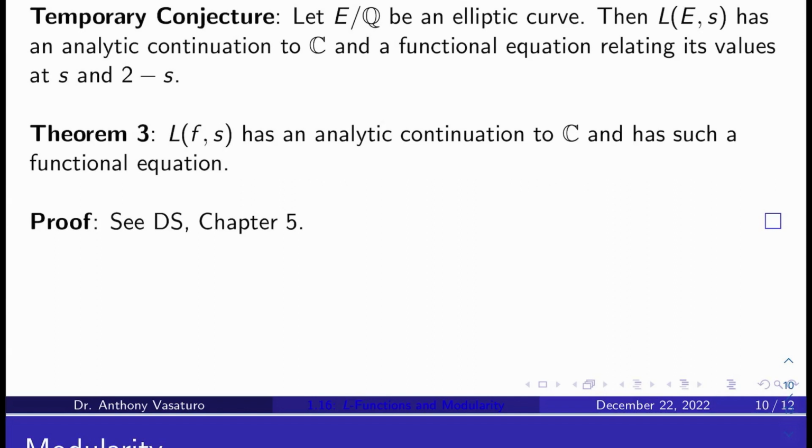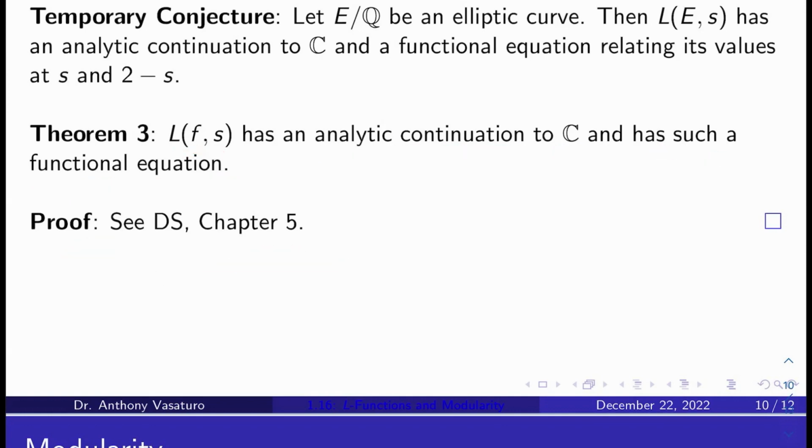Okay, so temporary conjecture: let E over Q be an elliptic curve. Then the L-function of E has an analytic continuation to all of C and a functional equation relating its values at s and 2 minus s. Perfect, if that's true, that's exactly what I wanted. Theorem: L(f, s) has an analytic continuation to C and has such a functional equation. This is proven in Diamond and Shurman chapter 5.